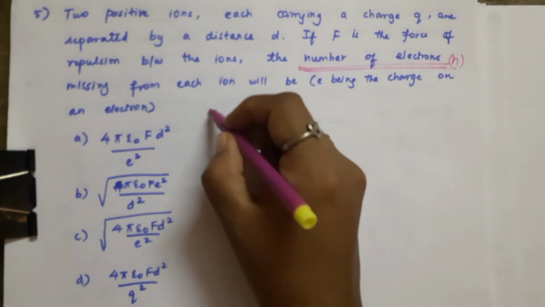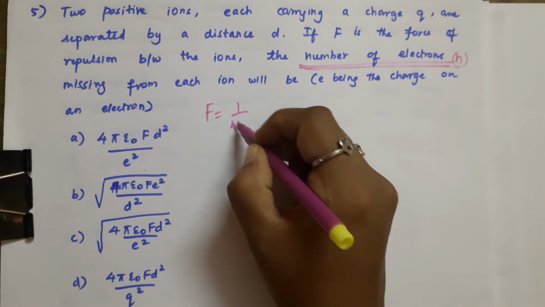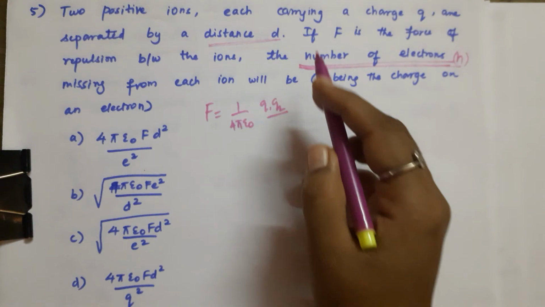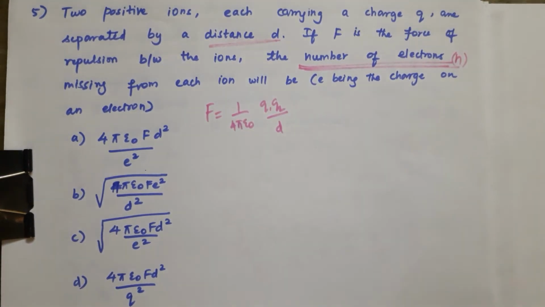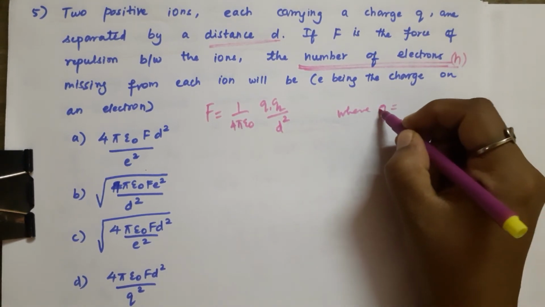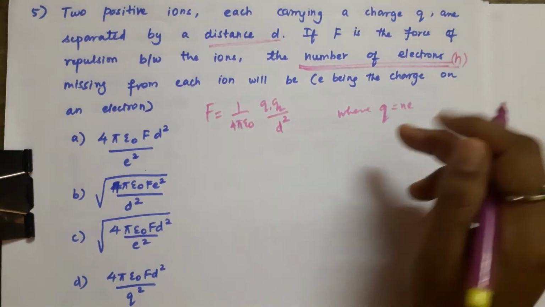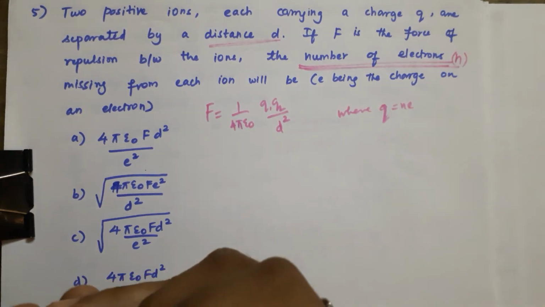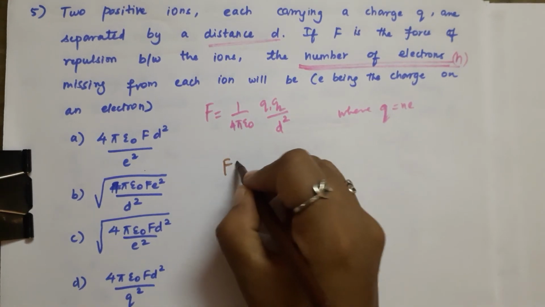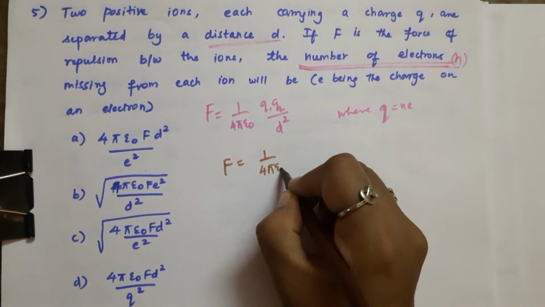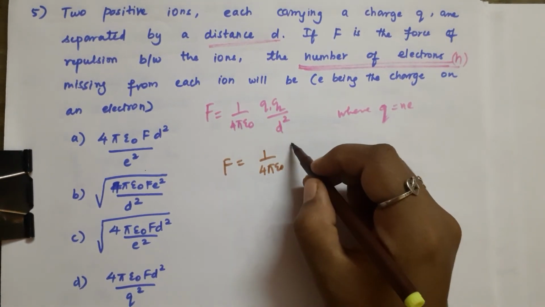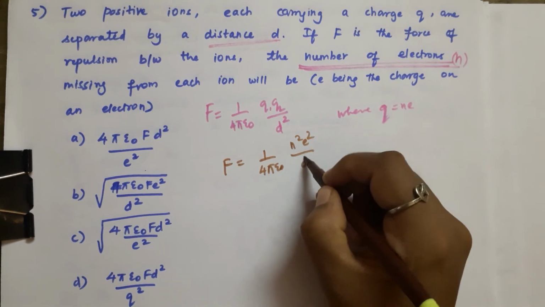So we know the formula, that is F is equal to 1 by 4 pi epsilon naught Q1 Q2 by R square. Here the distance is mentioned as d, so we'll just take it as d square, right? We know q is equal to ne. So if q is equal to ne, how will you substitute in the formula? We'll have F is equal to 1 by 4 pi epsilon naught Q1 Q2, which becomes n square e square by d square.